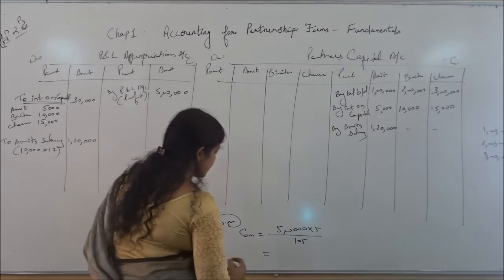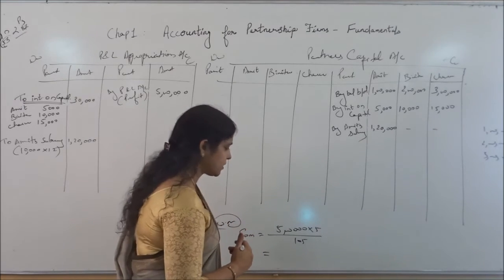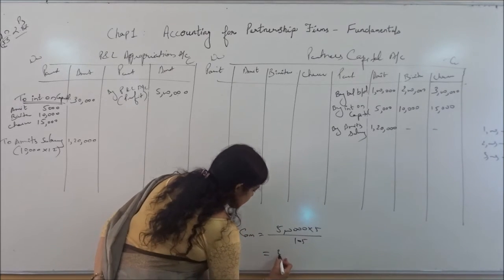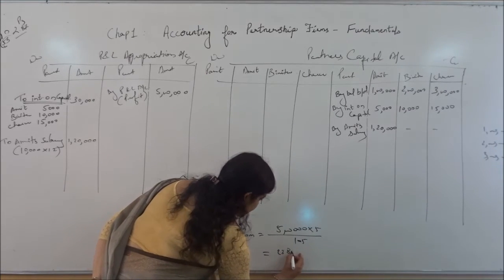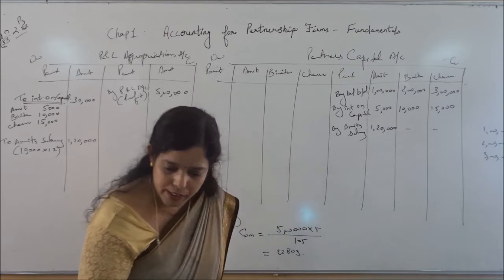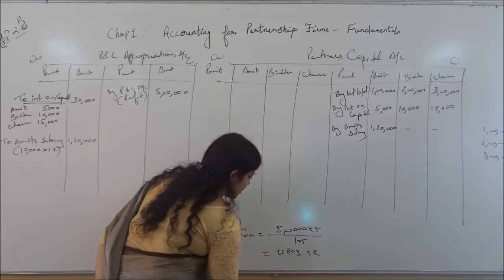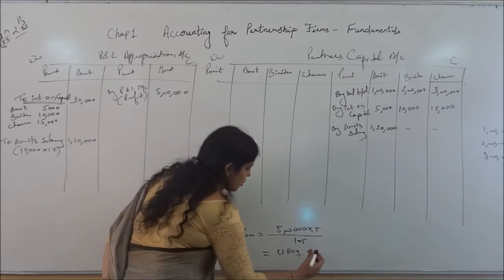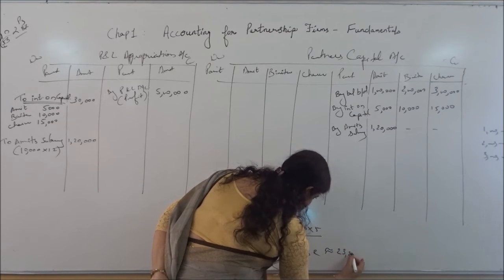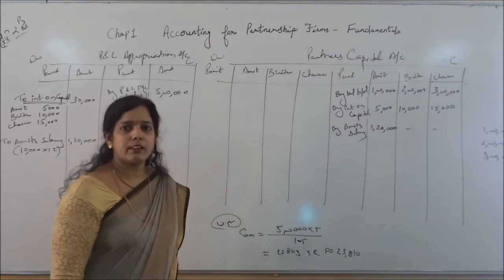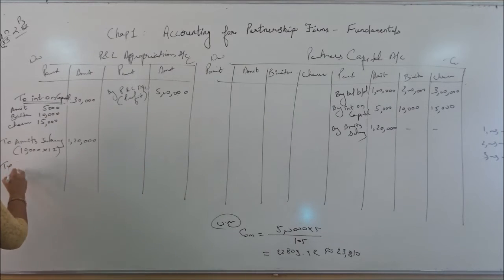It will come to 23,809 point something, about 0.52 like this. Instead of taking it like this, we will round off. We take it approximately as 23,810. Right? So right here, who is getting the commission? Which partner is getting it?